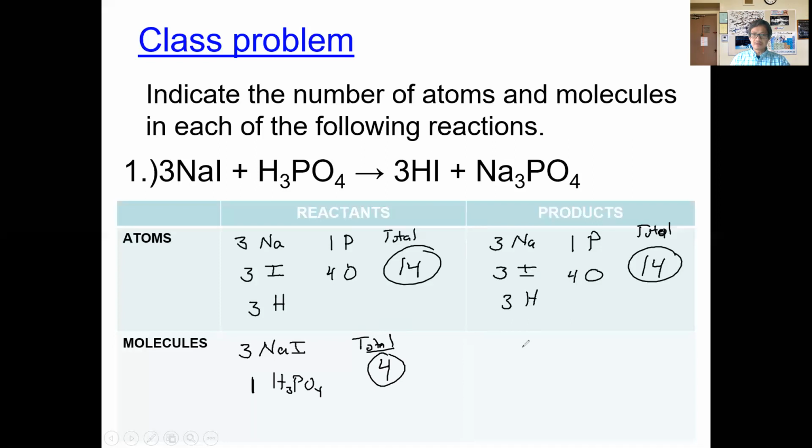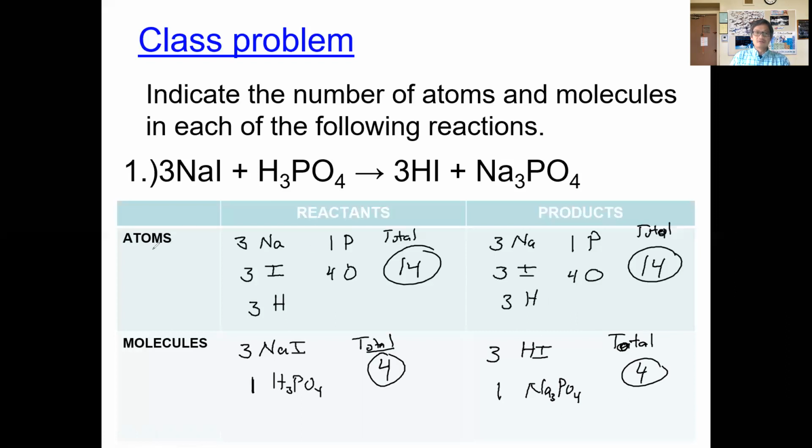The very first one here is HI, which is hydroiodic acid, and there are 3 of those that form. And then the second compound that forms is going to be Na3PO4, sodium phosphate, and we have 1 of those that form. Totaling this up, we have 4 total compounds that form. In this particular reaction, and it does work out sometimes this way, but it doesn't always work out this way, mind you, the total number of particles also are the same.